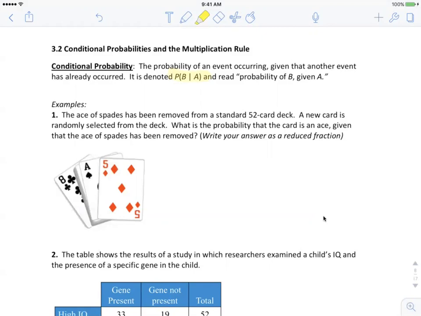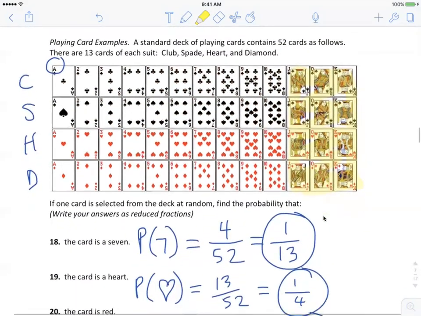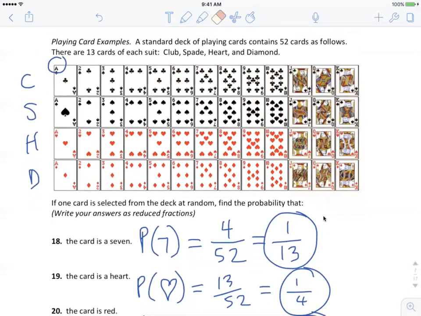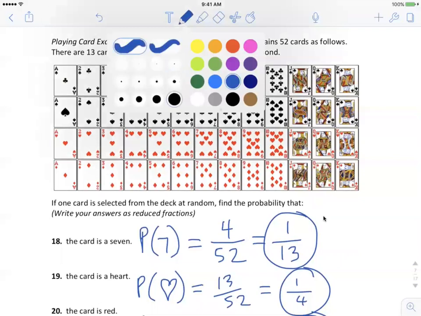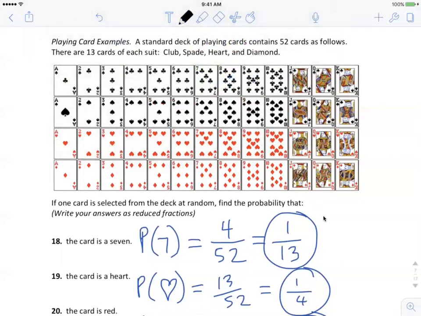So on number one, it says the ace of spades has been removed from a standard 52 card deck. There's your condition, right? There's something that you know has happened in advance. And now a new card is randomly selected from the deck. What is the probability that that card is an ace, given that the ace of spades has been removed? In other words, if I go back up to my table here, let's maybe make it a little bit cleaner, erase all that out. I know that for one, the ace of spades, this card right here, has been removed. There we go, block that out.